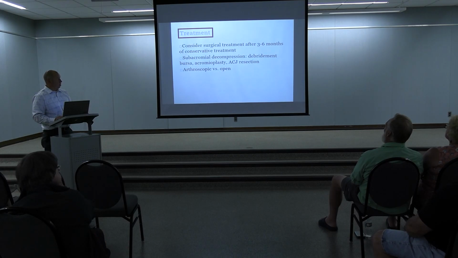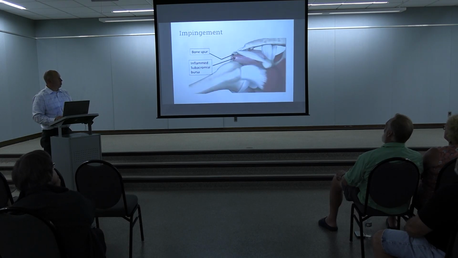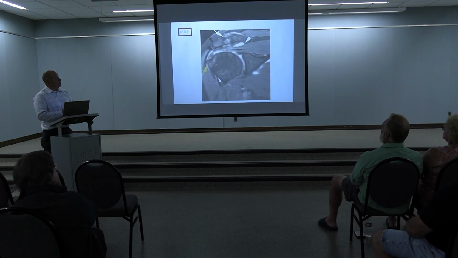And you can also do a resection of the acromioclavicular joint. So if you come back here, you can see a bone spur on the undersurface of the collarbone here. So you can either go in here arthroscopically, shave down that bone spur, or shave out the end of that collarbone. That can also be done open, taking out the end of that collarbone to give more space to that rotator cuff.